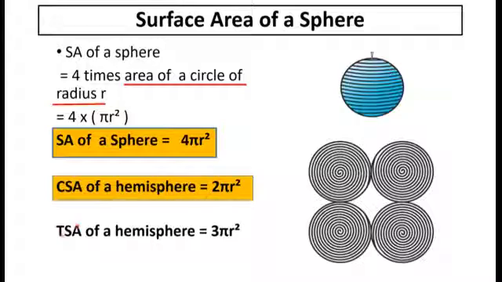TSA of hemisphere. So TSA of hemisphere is given by 3 pi r square.